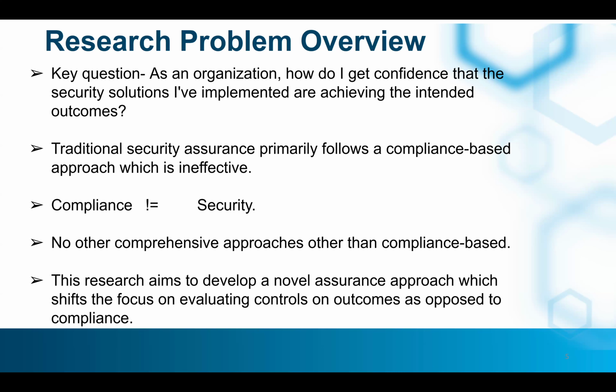So as part of my dissertation, I'm planning on developing a novel approach to cybersecurity assurance, which I'm calling an outcome-based approach. And the idea is to shift the focus from compliance to outcomes that controls are intended to achieve for the organization. So at a high level, instead of testing for whether or not a control exists or if it meets certain requirements, we think about what the control is supposed to achieve and then test for whether or not it achieves that.